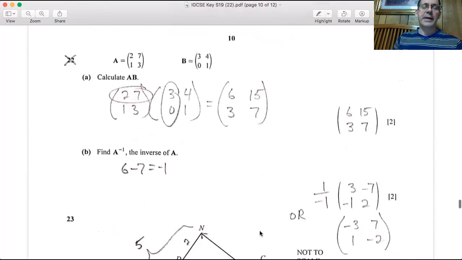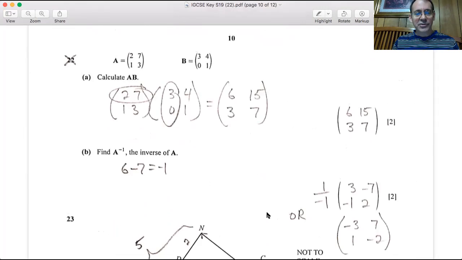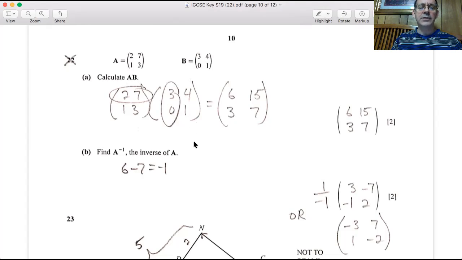Moving on, we have matrices again. And notice I X'd this one. Again, with the new syllabus, you do not have to do matrices. But in case you're interested, let's look at it anyway. Calculate A times B. So here's matrix A, 2 7 1 3, times B. And by the way, with matrix multiplication, the order does matter. You need to make sure you put the A matrix first and the B matrix second. So the B is 3 4 0 1.